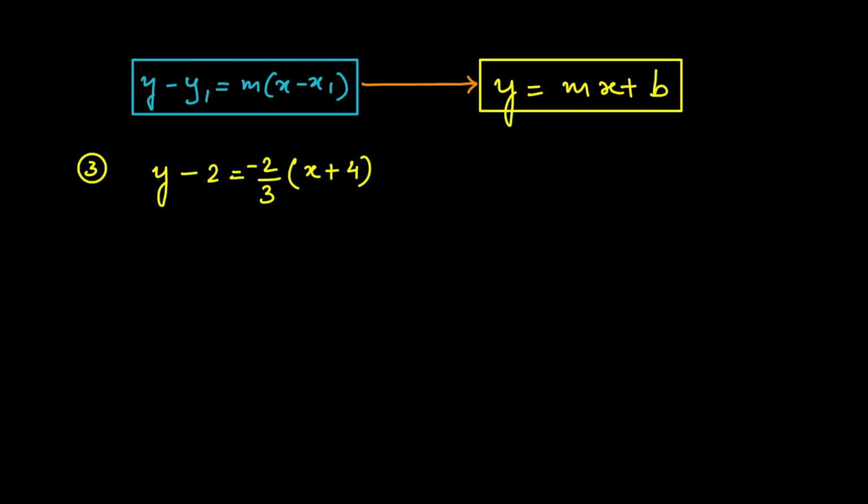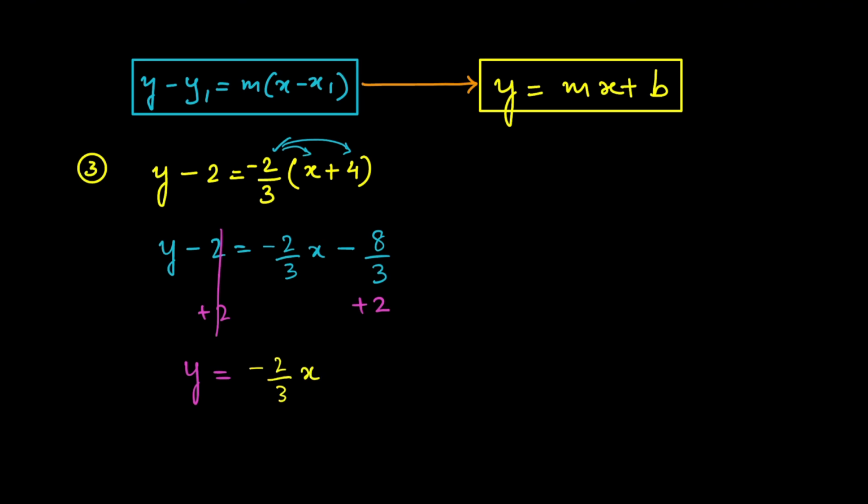Now next example. So here we have some fractions also. So now we solve this also the same way. So first thing, y minus 2 is equal to, we will distribute with minus 2/3 x. So minus 2/3 times first this, and then with this one. So minus 2/3 x, and then when you multiply, it is minus 8/3. And then to isolate y, we add 2 on both sides. So this 2 and minus 2 cancel out.